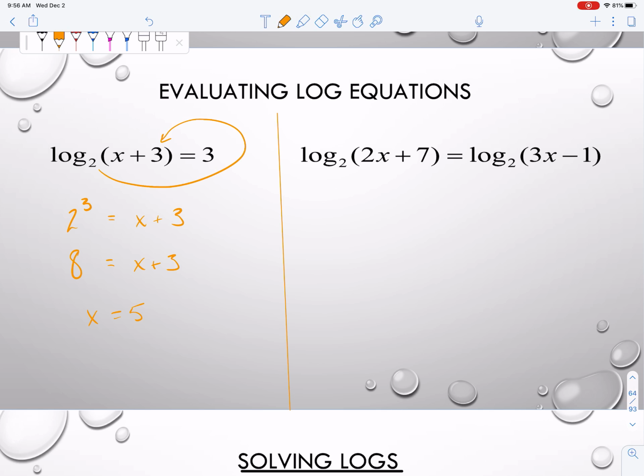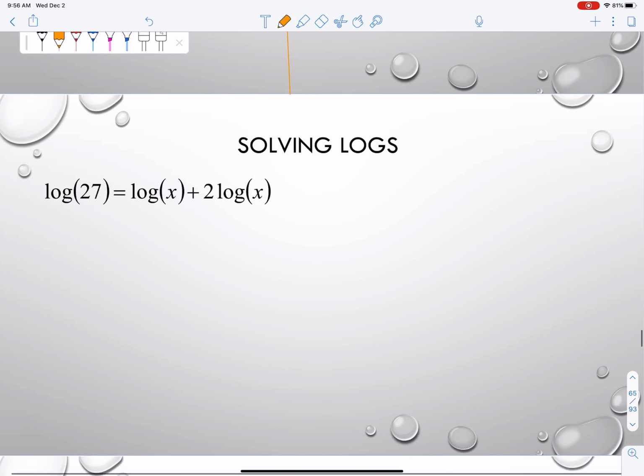If I take a look at my second one, I have a single log on each side. The bases match, which means I can use that log equality property. The only way this statement is true is if my two quantities are equal, so 2x plus 7 equals 3x minus 1. And when I solve, we get x equal to 8. If I check my work, I get a positive log on each side. On the left, we get log base 2 of 23, and on the right, log base 2 of 23 as well. So this does work out.